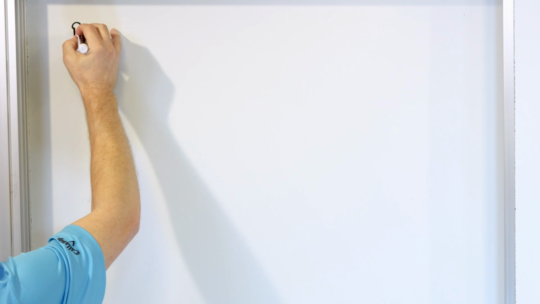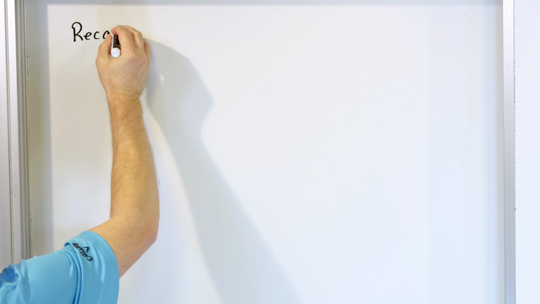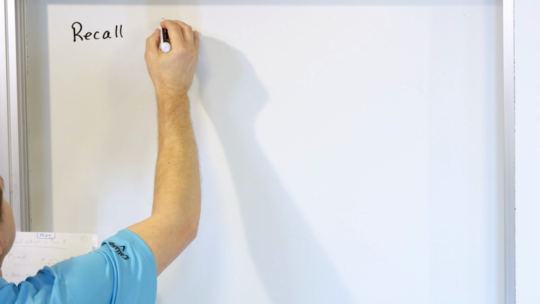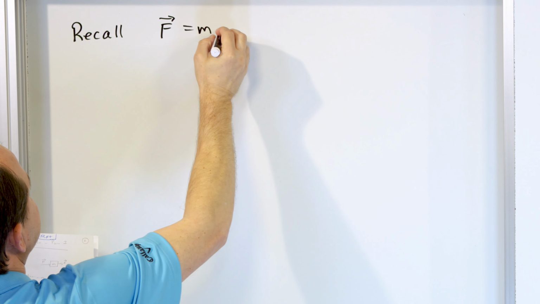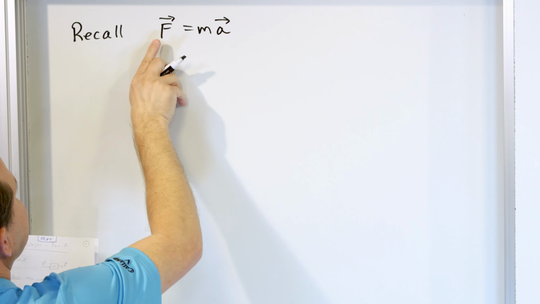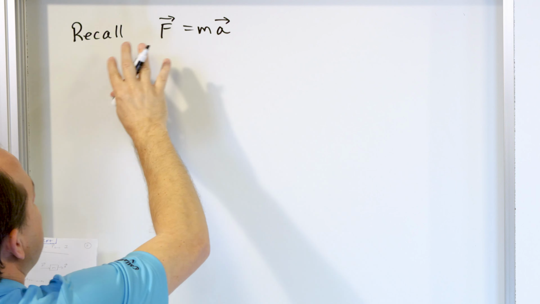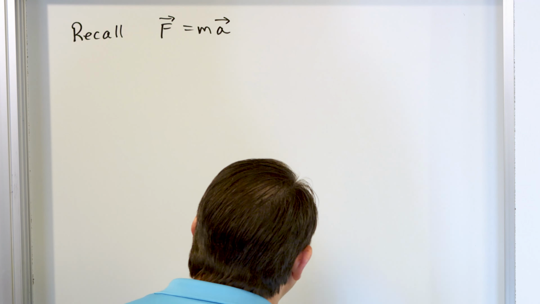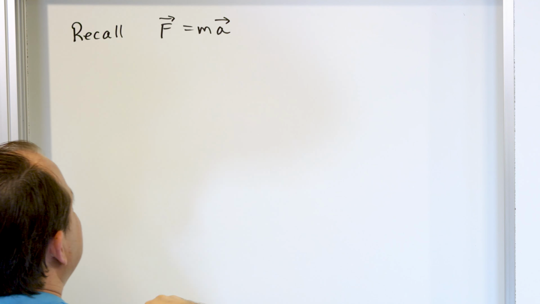So to start the discussion, let's recall, this is something that you should remember from the last lesson. We talked about Newton's second law of motion. F is equal to m times a. And these are vectors, so the force and the acceleration on any object are acting in the same direction. That's what the vector arrowheads mean.